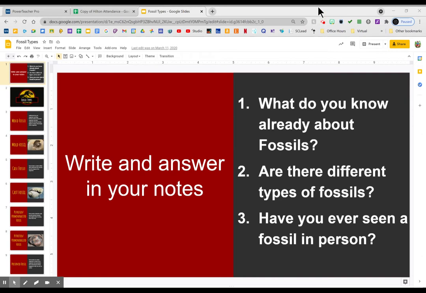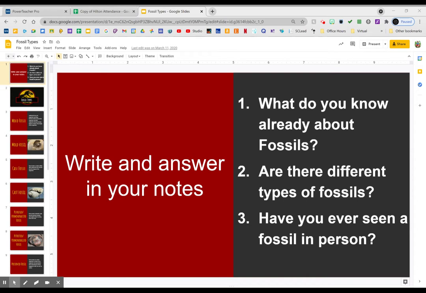Alright, now that you've had a chance to answer those 3 questions, let's talk about this. The first one asks you to share a little bit about what you know about fossils already. We will talk about this in class, so whatever you got, you've probably learned this in 4th and 5th grade. A fossil is just remains from something that used to live on Earth.